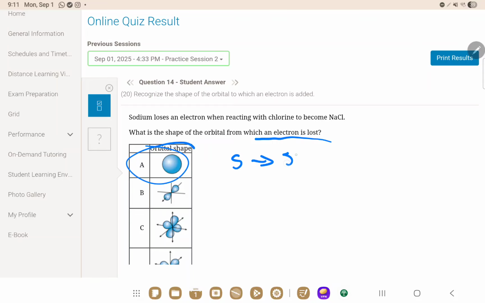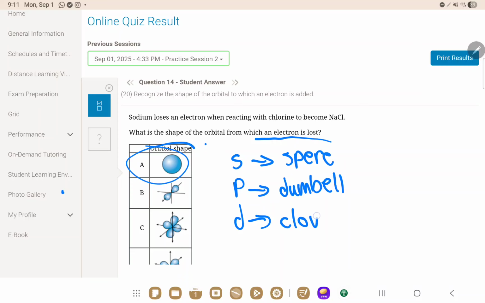S orbital is spherical. It's a sphere. The p orbital is shaped like a dumbbell, like the thing they use to lift weights. The d orbital is shaped like a clover, like a 4-leafed clover. My bad, that's a very bad drawing. This is how the d orbital is shaped, and the f orbital is shaped like a 3D complex shape. So take these down as notes because you're gonna need them to know how each one is shaped.